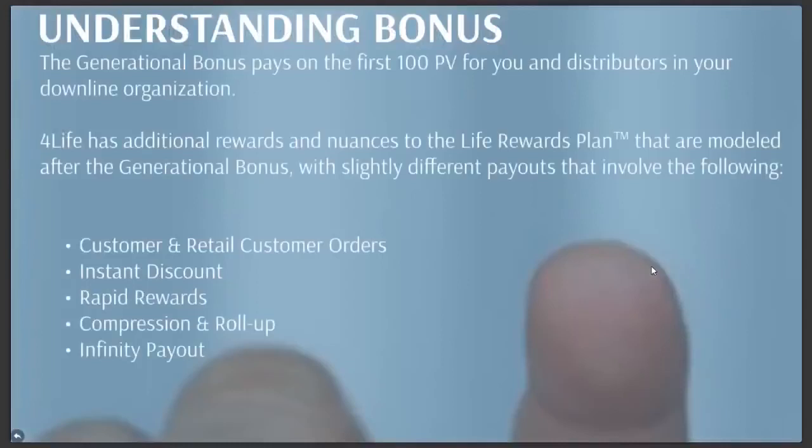So as I mentioned before, the generational bonus is paying on that first 100 LP or PV of distributors in your downline organization. So we do actually have some additional rewards and nuances to the Life Rewards plan that are modeled after that generational bonus with slightly different payouts that involve these following categories. Customer orders and retail customer orders going through your My4Life account, instant discounts, the rapid rewards, compression, roll-up, and infinity payout change slightly the way that these payouts can look and the percentages can be in your downline organization. But I'll give good visual examples of how does each one of those look.